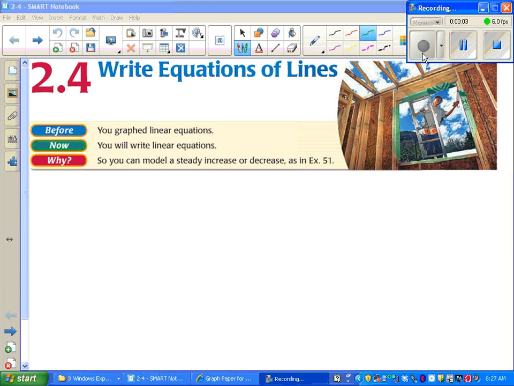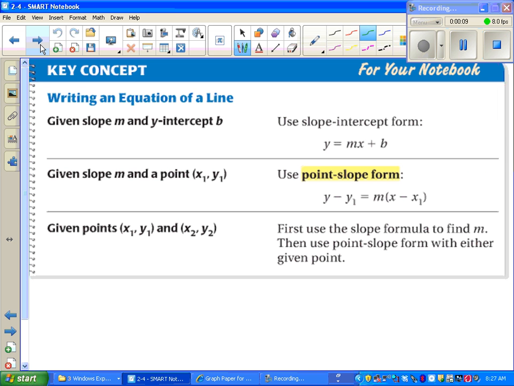2.4, our objective today is to write linear equations. There's a couple ways we can write equations. If we have the slope and the y-intercept, the easiest equation to use is y equals mx plus b. Just plug in your slope, plug in your y-intercept, done.